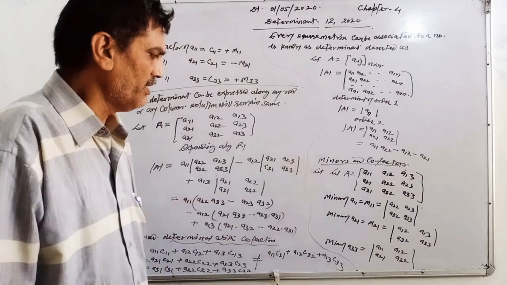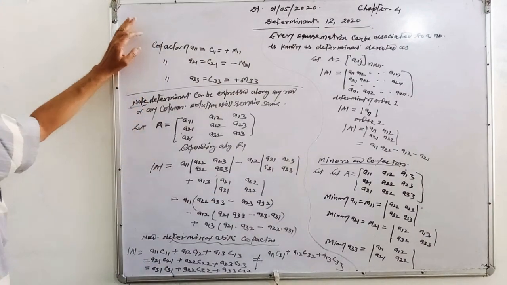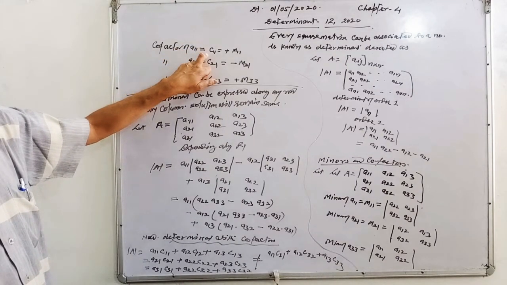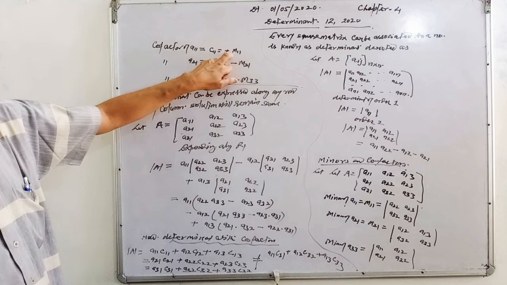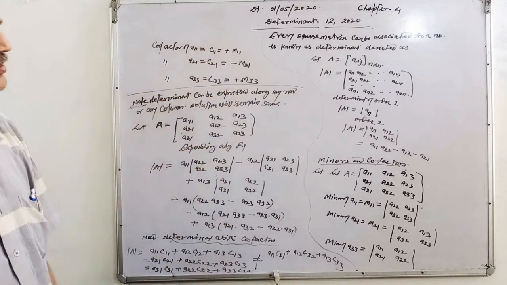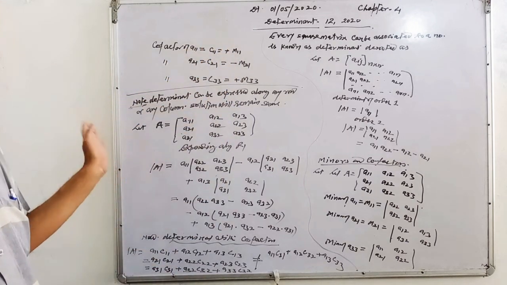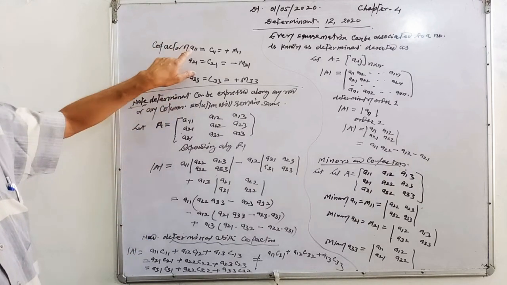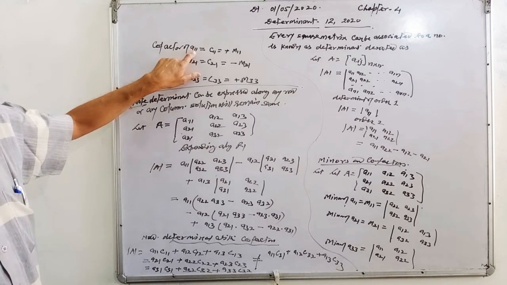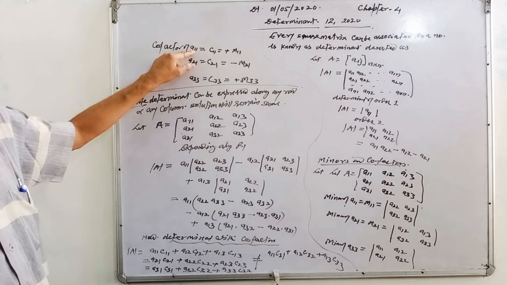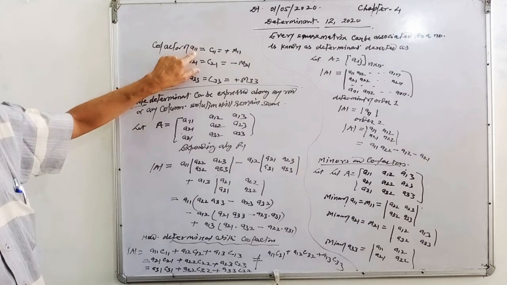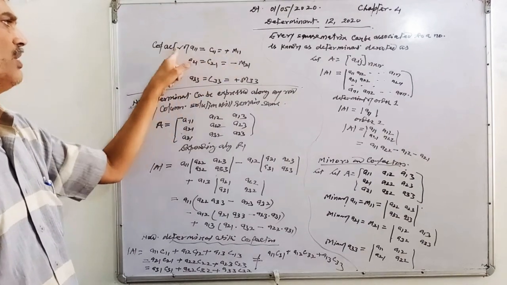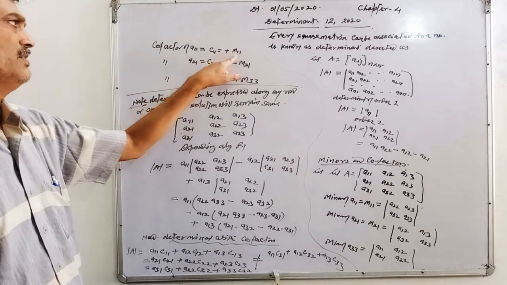Now you can find the cofactors. The cofactor of this element a11, represented by C11, is equal to M11. There is no numerical difference between cofactor and minor, only a difference in their sign. If row plus column is even, here for a11, 1 plus 1, that is 2, is even, so its sign will be positive. When you find the cofactor, C11 is plus M11.